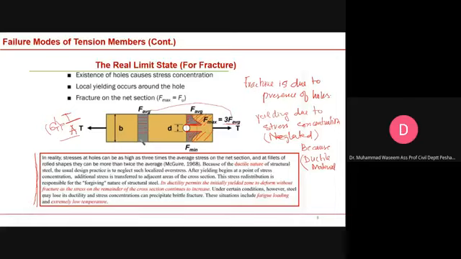Please remember that due to the presence of holes we have fracture, and due to the presence of holes we have stress concentration, and this stress concentration is neglected. But your material is not ductile, so your material is brittle, so you can have fracture over here.